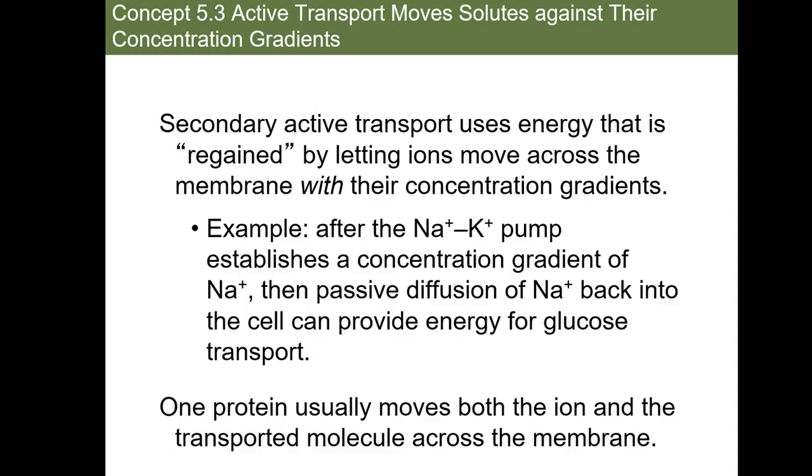So secondary active transport uses energy that is regained by letting ions move across the membrane with their concentration gradients. For example, after the sodium-potassium pump establishes a concentration gradient of sodium, then passive diffusion of sodium back into the cell can provide energy for glucose transport. One protein usually moves both the ion and the transported molecule across the membrane.